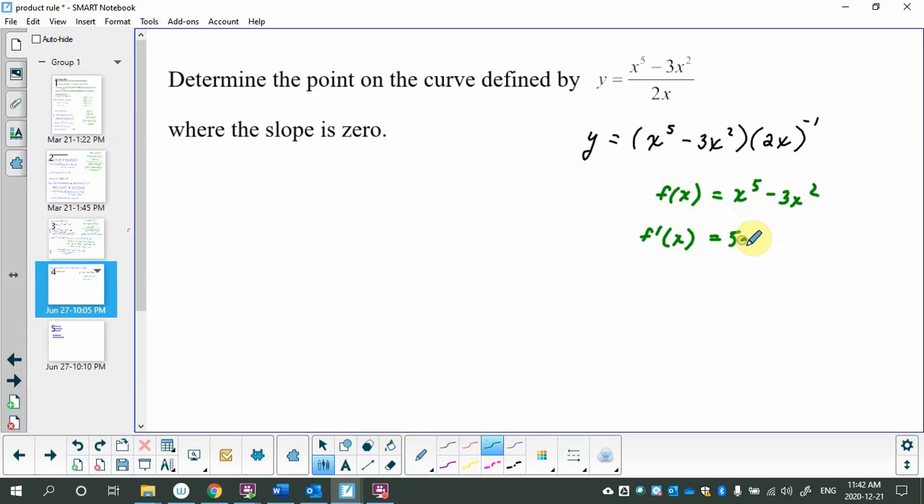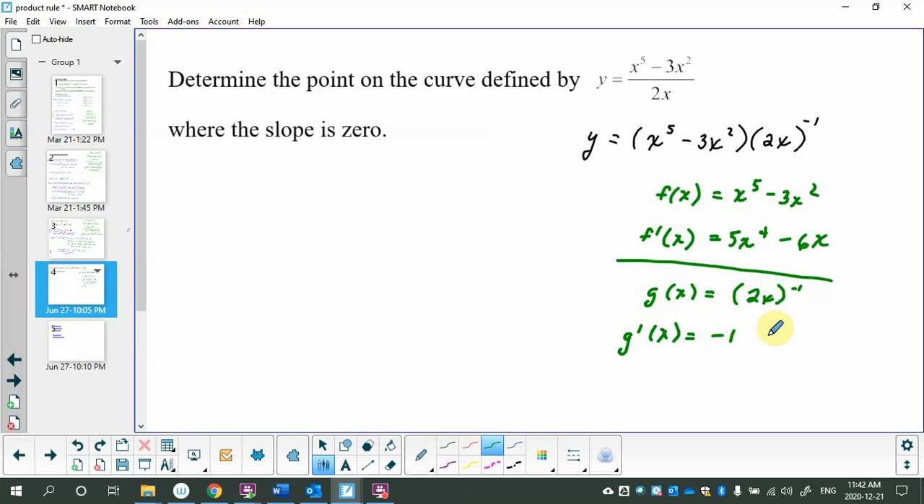Drop the 5, make it 1 less. Drop the 2, multiply, make it 1 less. g(x) is equal to (2x)^(-1). And this requires the power of a function rule.